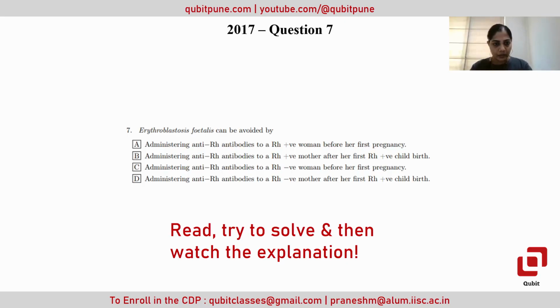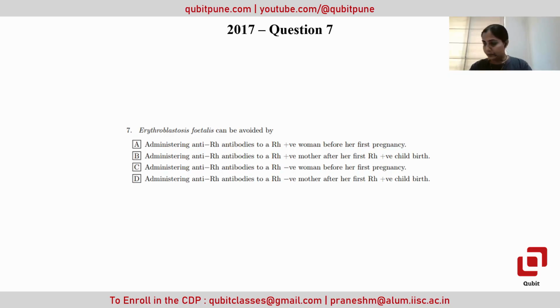Option D. Yes, option D is the correct one. Erythroblastosis fetalis is a hemolytic condition which we have seen because of Rh incompatibility. Blood group is there, but another characteristic is the Rh factor. This especially happens when an Rh negative mother has delivered an Rh positive baby. The main thing is that the mother's blood and fetal blood never mix together. They are separated by the placenta.